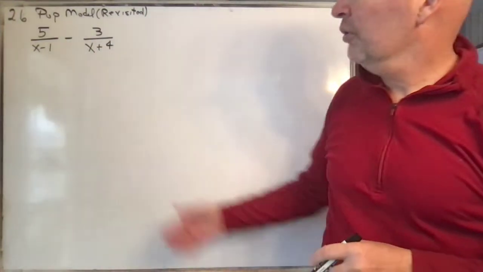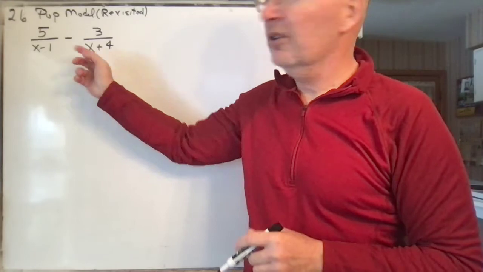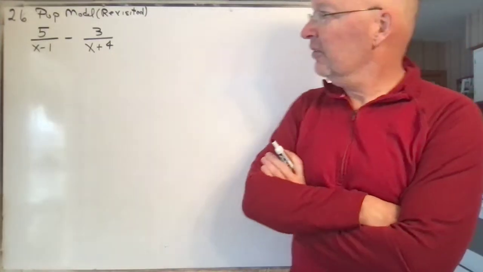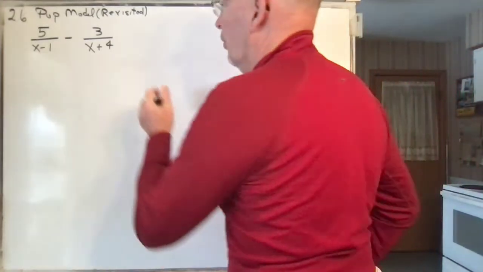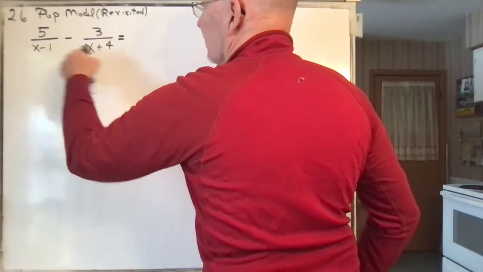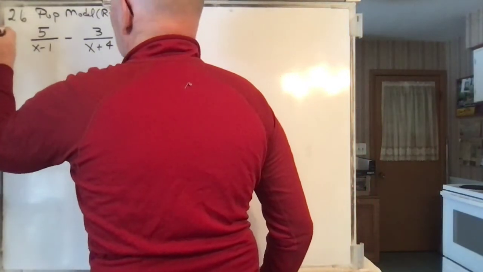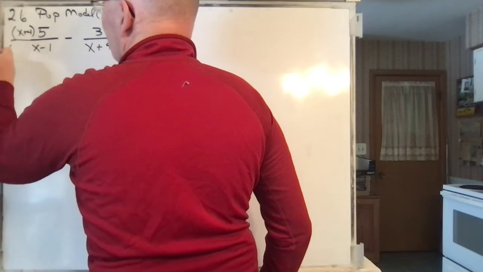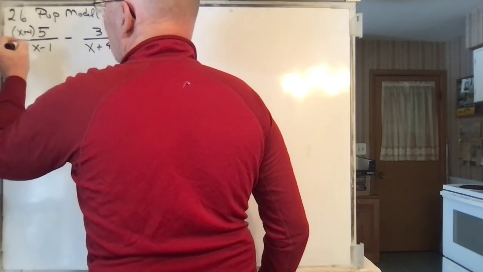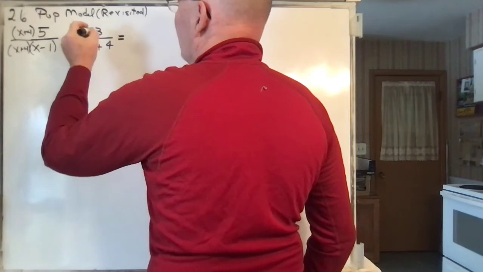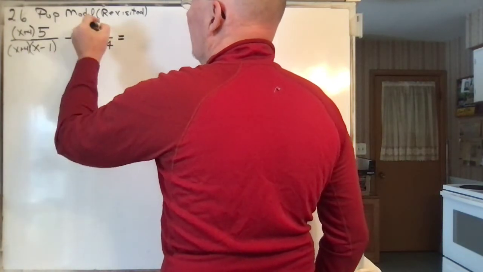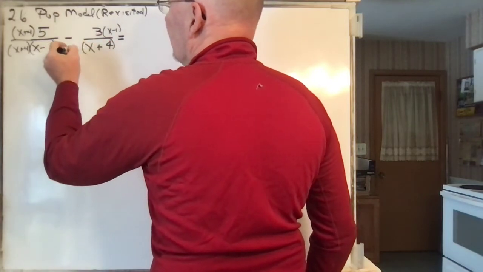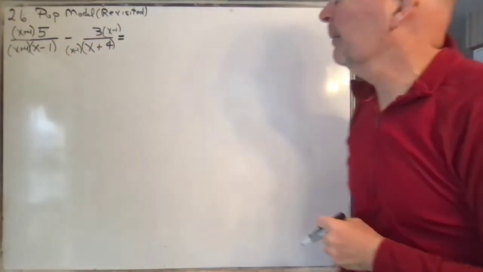Okay? Suppose you're in an algebra class and you're asked to simplify that. And the way to simplify it is to put it under a common denominator. So of course the common denominator is the product of these two things. So I would have to multiply this by an x plus 4 over an x plus 4. And I'd have to multiply this by an x minus 1 over an x minus 1. Agreed? Now I have a common denominator.